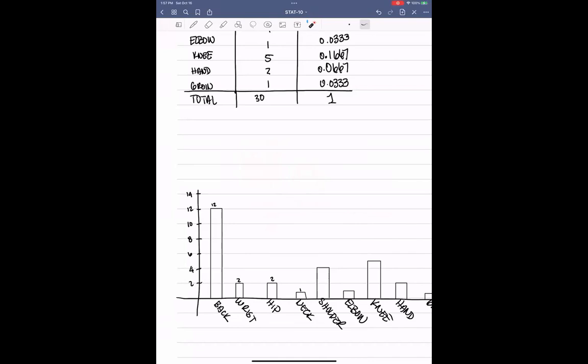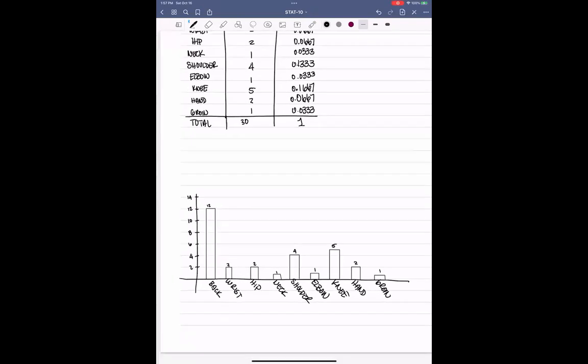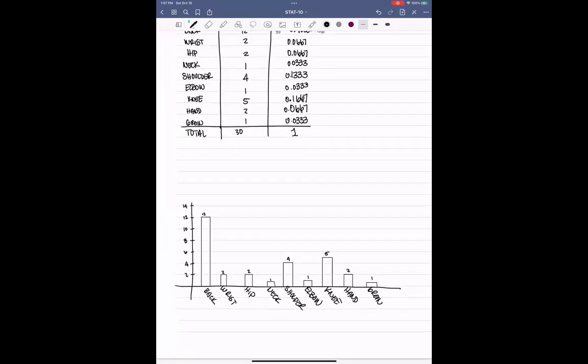Again, here it doesn't really matter. It's not that big of an issue because it's pretty simple to read this graph, but you could always get in the habit of that. So this was 4, this was 1, 5, 2, and 1. So this here is a frequency bar graph.